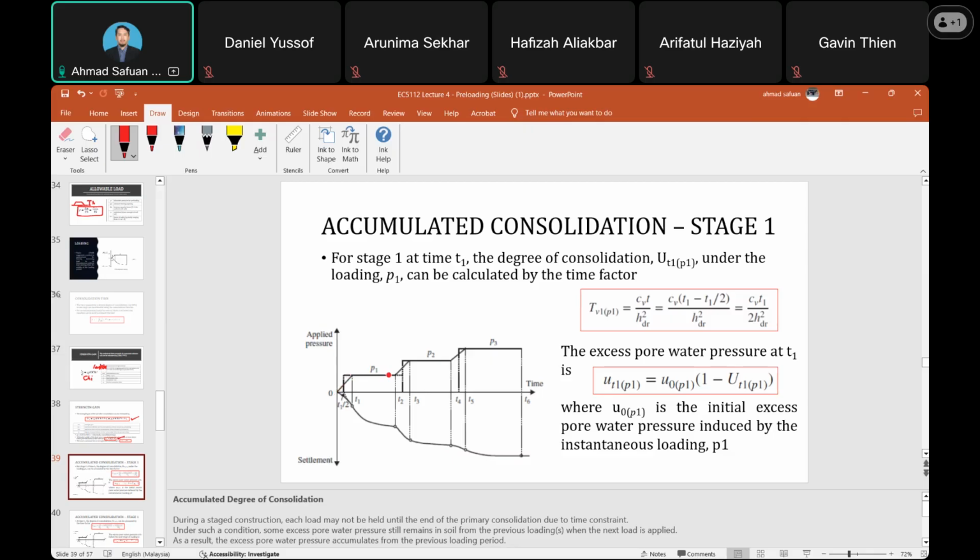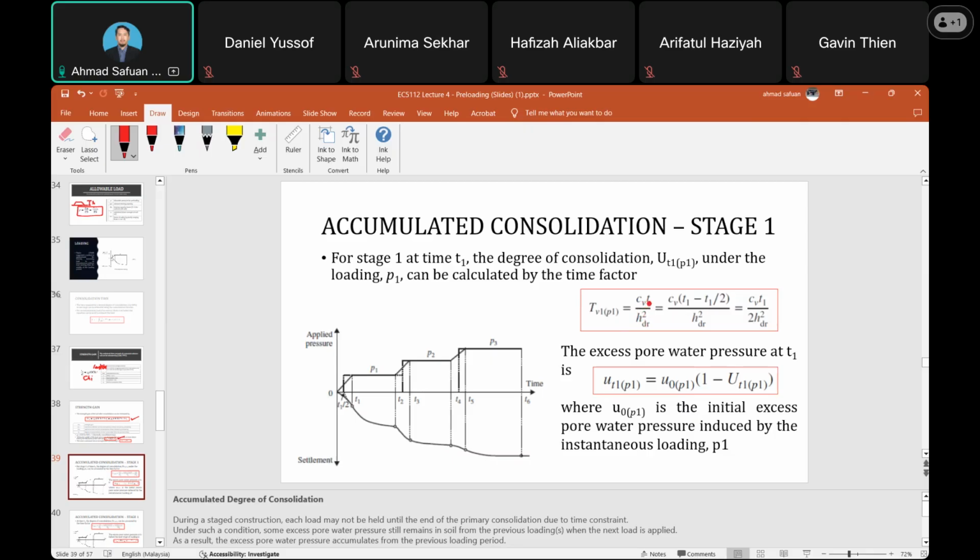So at stage 1, at time T1, the degree of consolidation Ut1 under the loading P1 can be calculated by the time factor, Cv times T over H squared dr. Cv doesn't change, because that is a soil property.